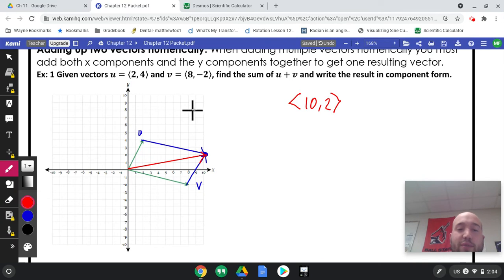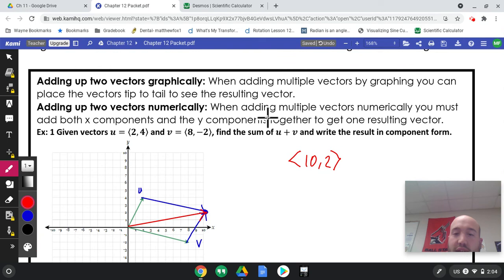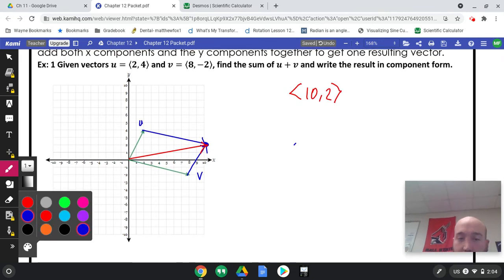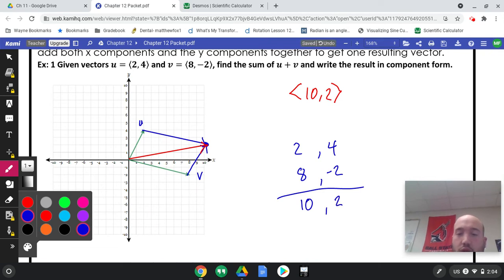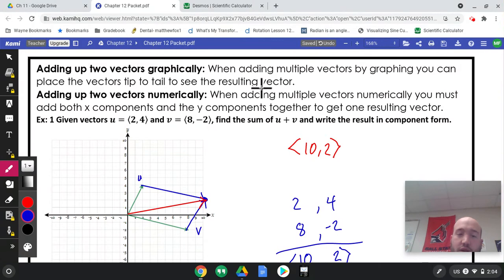Now, maybe you don't have a graph, maybe you can't draw it. You also can do this numerically. When we add multiple vectors numerically, you must add the x components and the y components, and then we'll get one resulting vector. So if we have the point 2, 4, we also have the point 8, negative 2. If we add straight down, 2 plus 8 gives us 10. 4 minus 2, or plus negative 2, gives us 2. And you can see in blue here I have the exact same answer as I got in red from doing it tip to tail graphically.